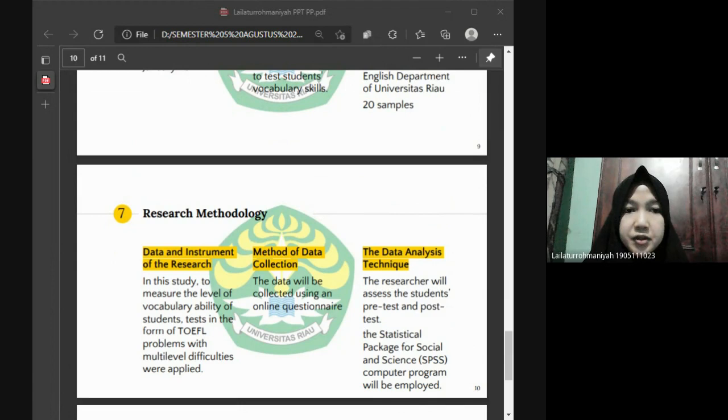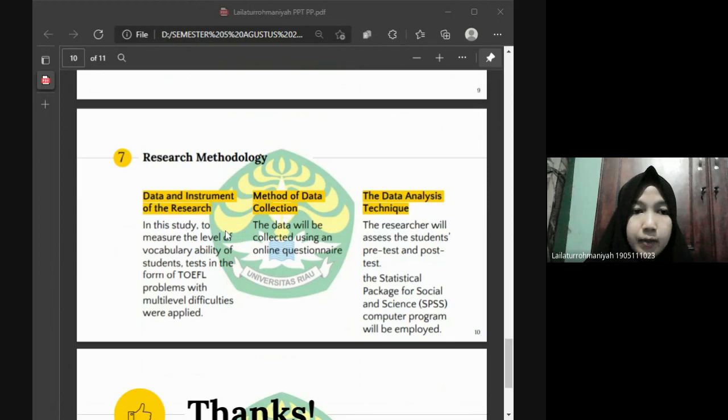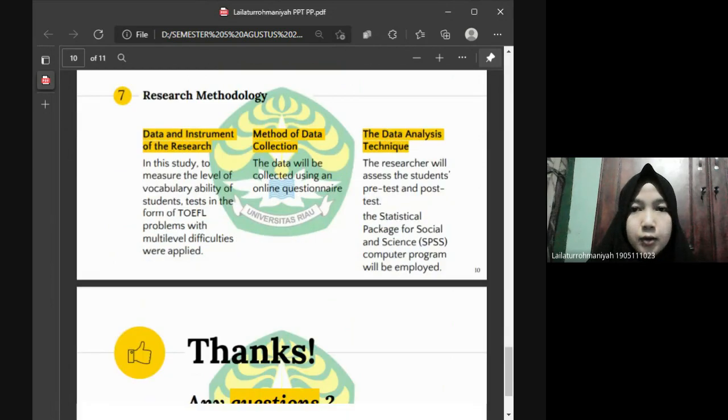To analyze the normality, homogeneity, and correlation tests of pre-test and post-test scores, the Statistical Package for Social Science, or we call it SPSS, computer program, will be employed to determine the criteria of correlation by applying the interpretation of number correlation as suggested by Sugiyono 2017, the product moment. 0.70 till 0.90 means sufficient correlation. 0.40 to 0.70 means fair correlation, and high correlation is in the range 0.90 to 1. Okay, that's all my presentation.